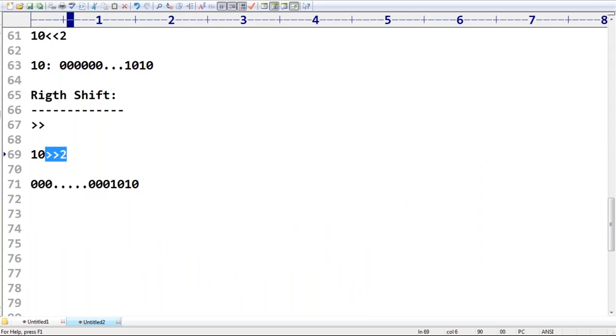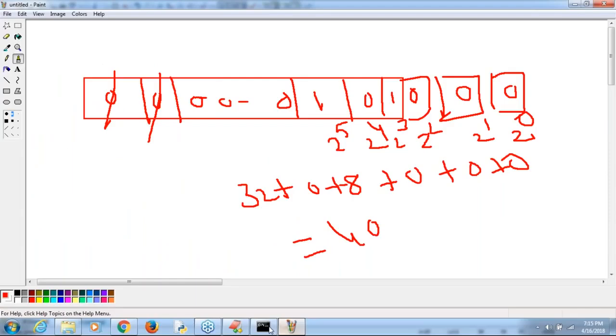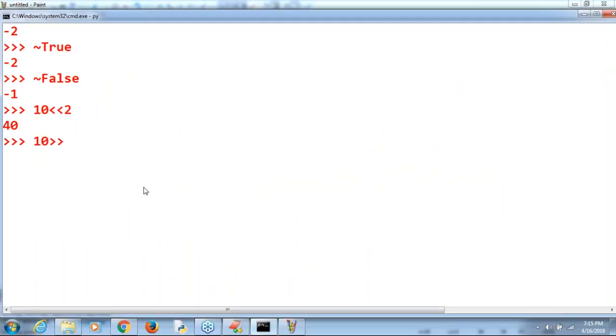Clear? Okay. Now let me cross check, sir. Is it correct or not? 10 right shift 2, then 2 itself is the answer, sir. That's all. So these are the various operators related to bitwise operators.